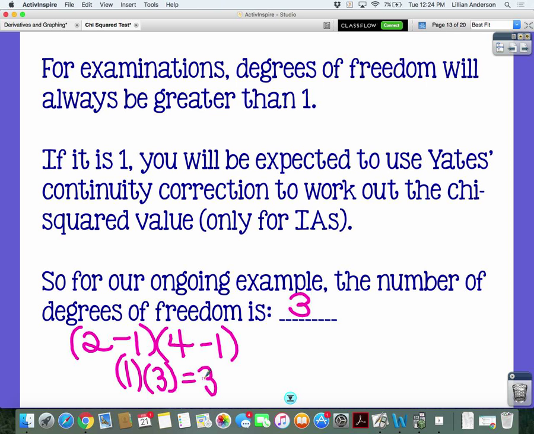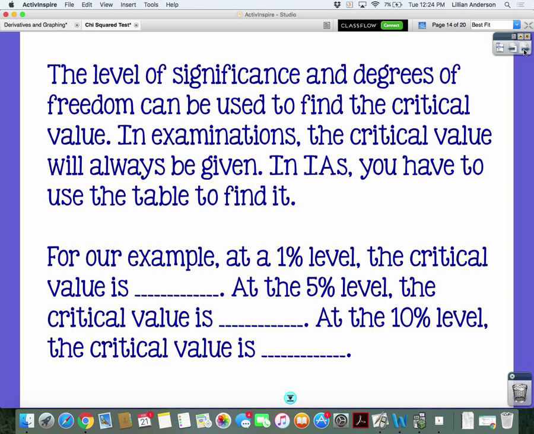Everyone still with me? Okay. Now, the level of significance and the degrees of freedom can be used to find the critical value. In examinations, the critical value is given to you, okay? So for exams and for homework, you won't have to worry about finding the critical value. It'll be given to you. However, in IAs, you use the following table to figure it out, okay?